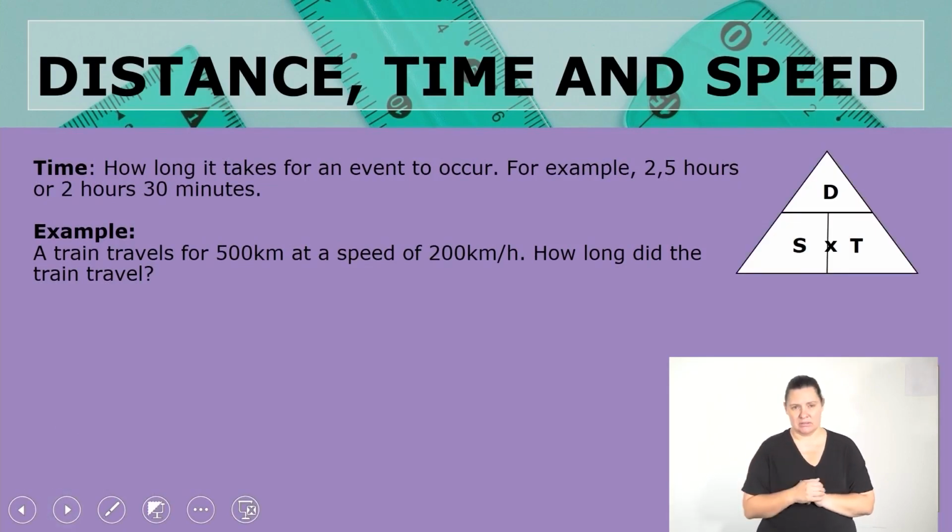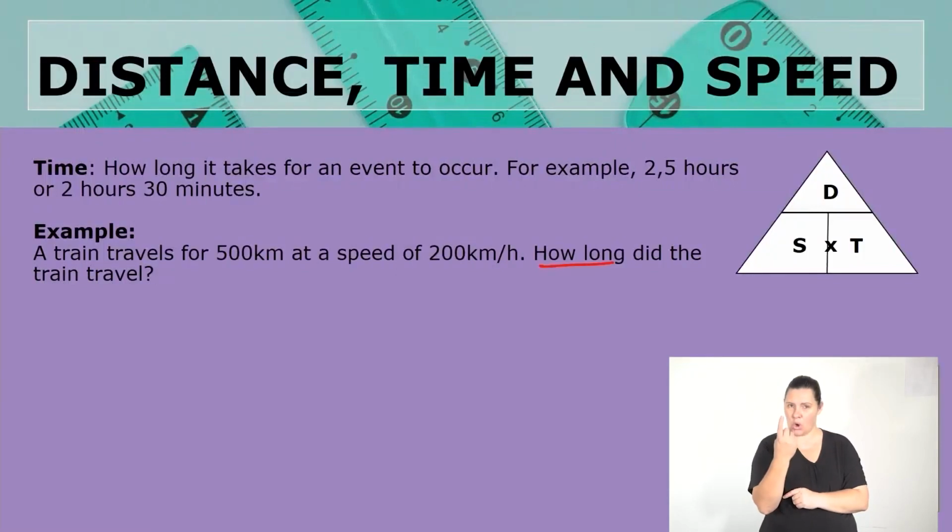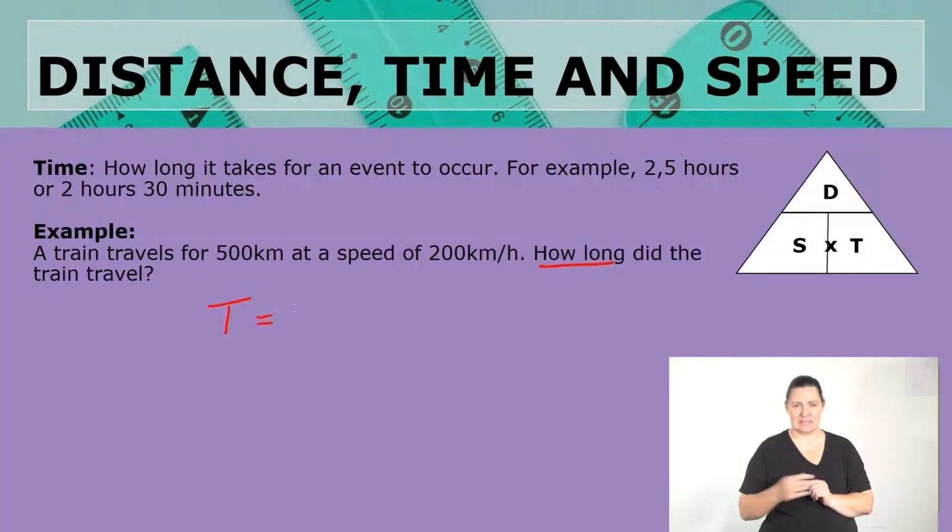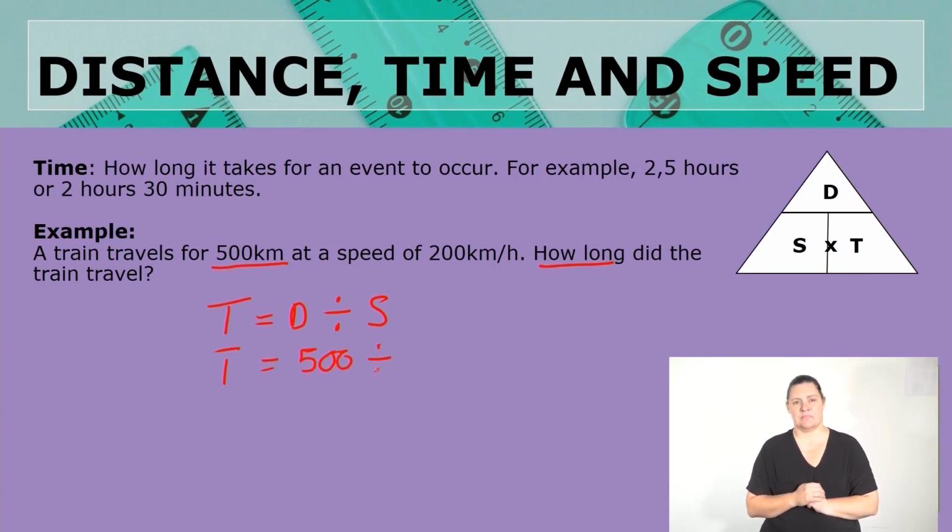Now, remember, I said this triangle is going to help us with our formulas. When the question says how long, we are looking for time. Do you know what the formula is for time? Yes, you are correct. Our formula will be distance divided by speed. So what was the distance here? The distance was 500 kilometers. And what was the speed? The speed was 200 kilometers per hour.